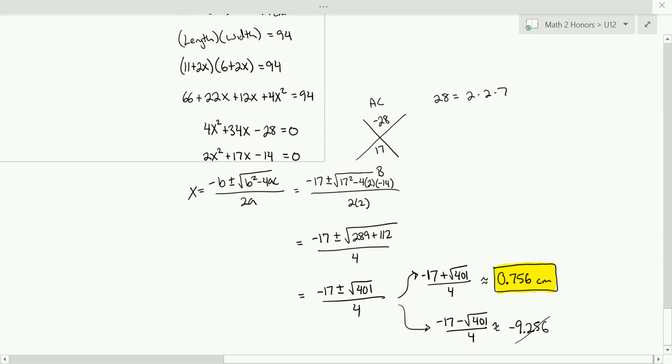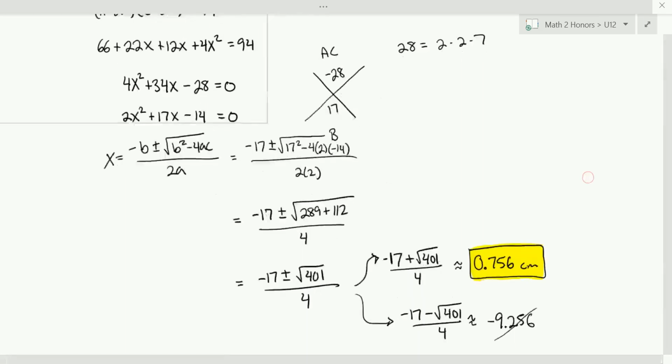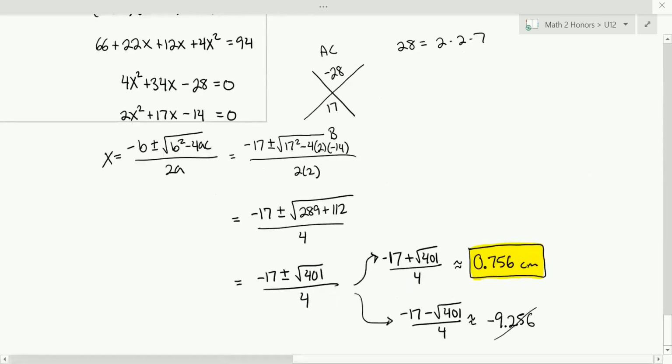Now here's my work. Okay. You get two answers. The plus or minus gives you two answers, but one of them you're going to throw out because in this context, it doesn't make sense to have a negative width. Okay. But it does make sense to have a 0.756 centimeter width. So there we go. Any questions on that one?